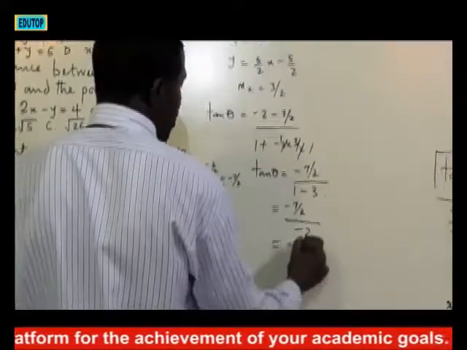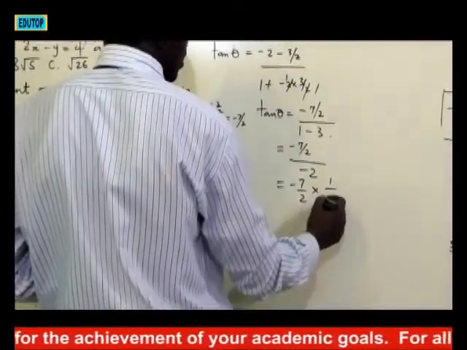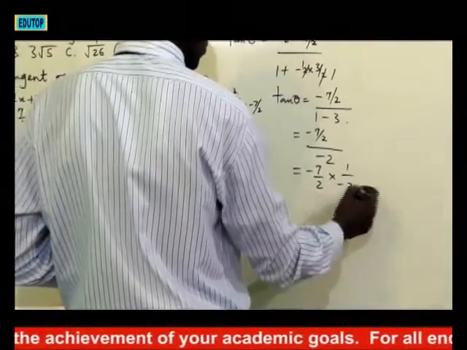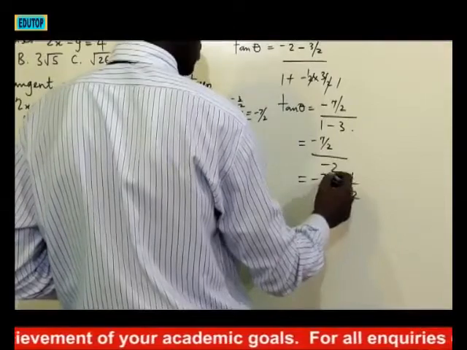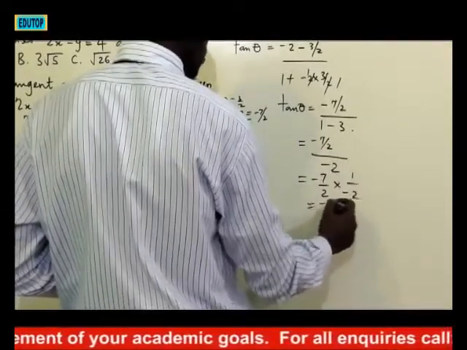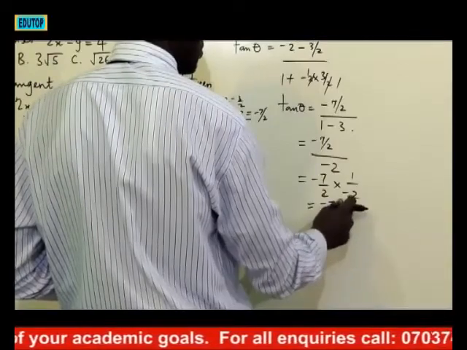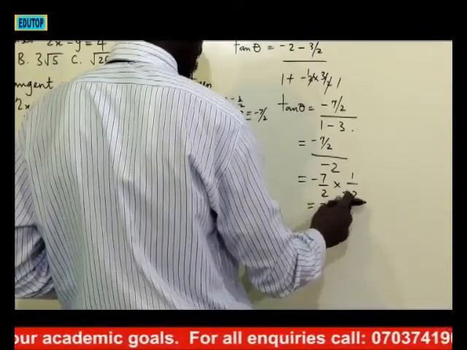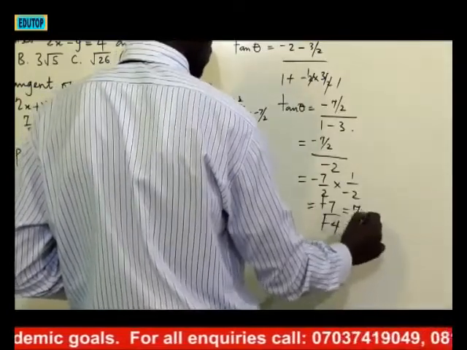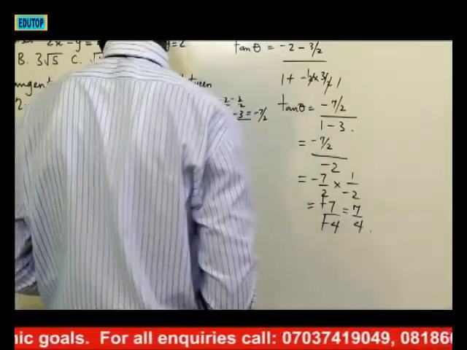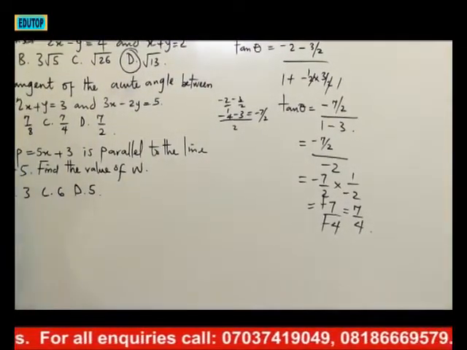So that is minus 7 over 2 times 1 over minus 2. So this one will give me minus 7 times 1, that's minus 7. 2 times minus 2, that's minus 4. So this minus can cancel this minus, I have 7 over 4. So my answer here will be 7 over 4, which is definitely option C here.